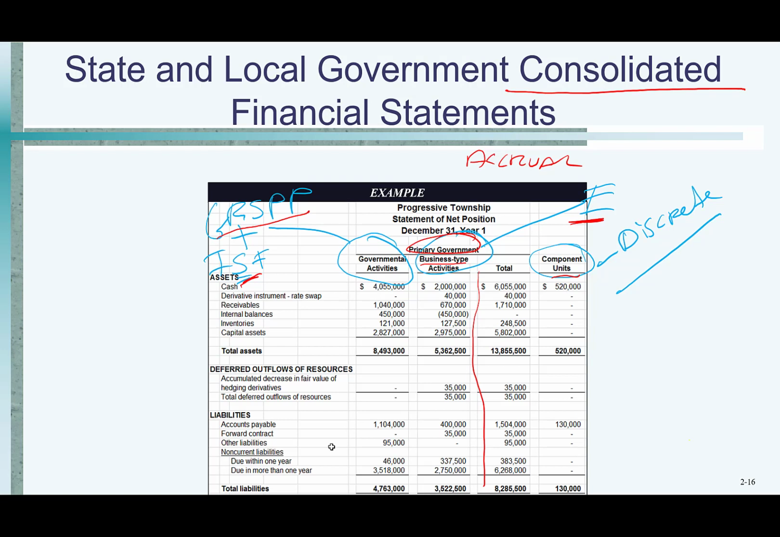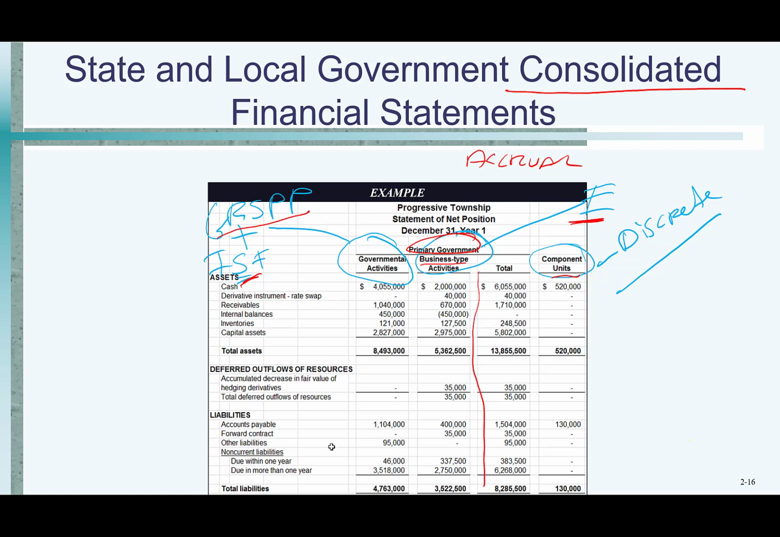If we're a special purpose government, we have to look to see if we meet the criteria to be a primary government, meaning we have to have what? A separately elected governing board. We have to be legally separate and fiscally independent. We have to meet all of those criteria in order to be a primary government, right? If we do, then we'll prepare this information that you see in front of you.